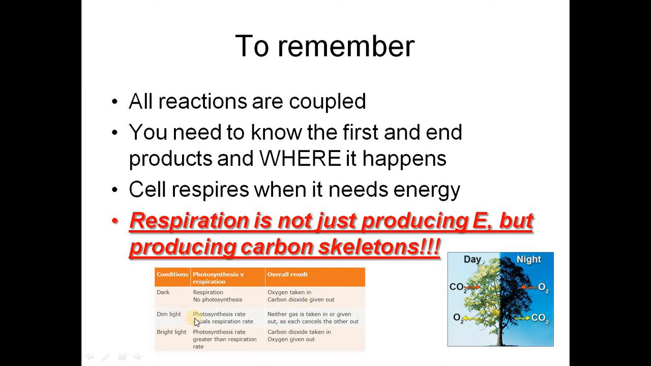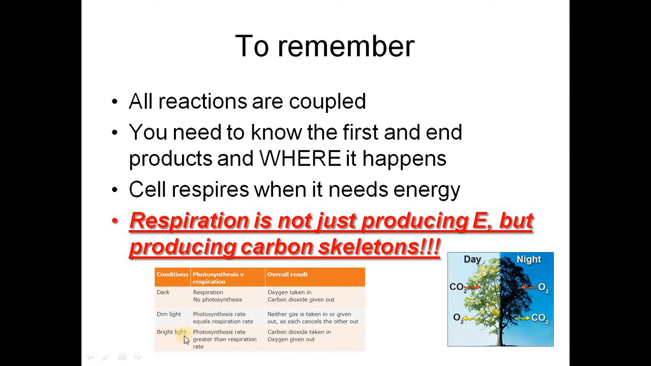Now, during dim light, photosynthesis can still happen. It's not going to be the highest rate like when there is enough sun. In the dim light, you can see the rates of photosynthesis and respiration will be kind of equal. The same amount of gas that is taken in will come out, so they kind of cancel each other out. During dim light, there is some photosynthesis and some respiration happening, so they are going to be equal.